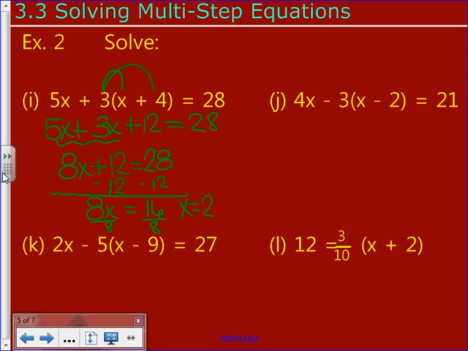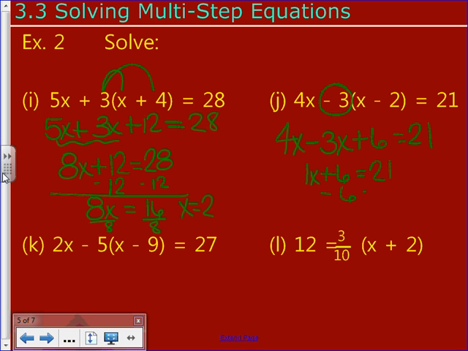Distributive property. Yes, as you notice, all of these have a distributive property, so we're kind of practicing that. Okay? Notice my distributor is really negative 3. So 4x, negative 3 times x is minus 3x, negative, negative, plus 6 equals 21. Like terms, 4x minus 3x is just 1x plus 6 equals 21.